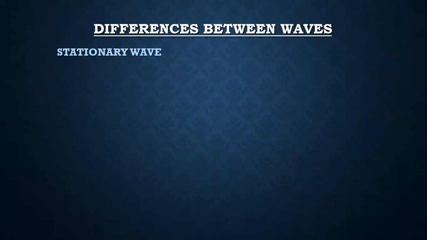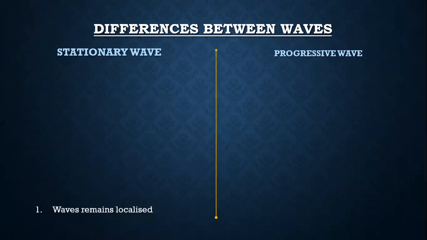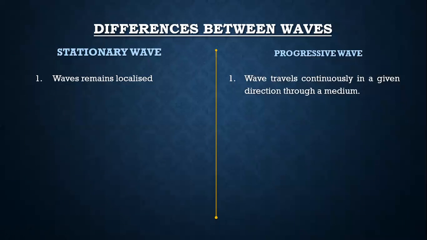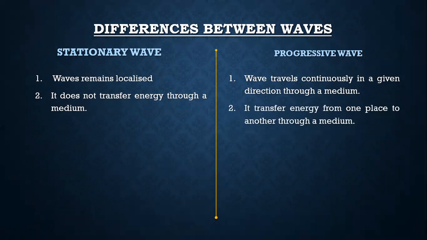Now let us learn the difference between stationary wave and progressive wave. Stationary wave we learned, progressive wave everybody knows. We already covered progressive wave in the 11th standard also. Now a stationary wave remains localized, it is stationary, but the progressive wave continuously travels in a given direction. Second point of distinction is a stationary wave does not transfer energy through a medium because it is stationary. A progressive wave transfers energy from one place to another place through a medium.